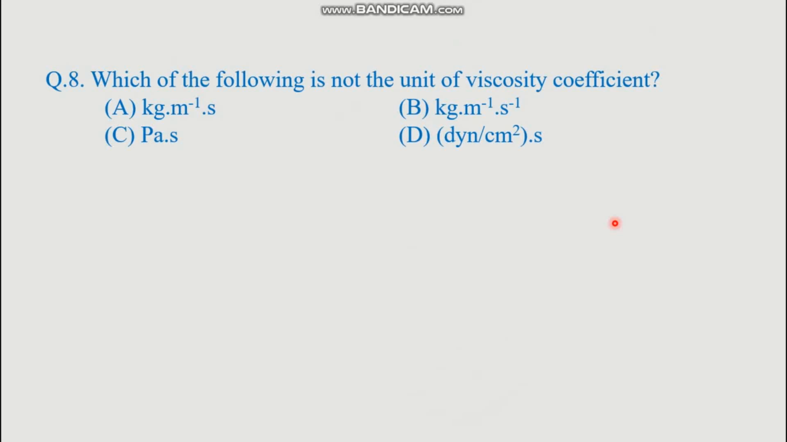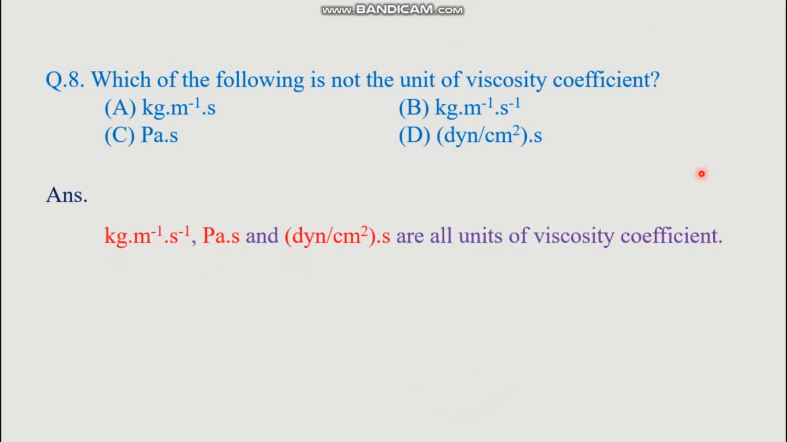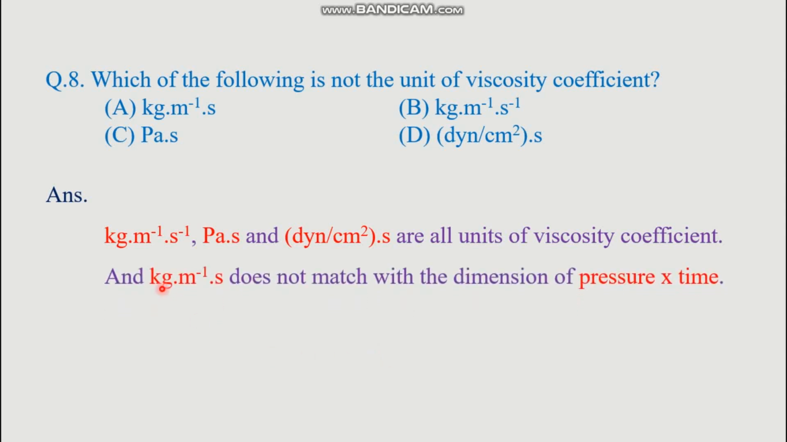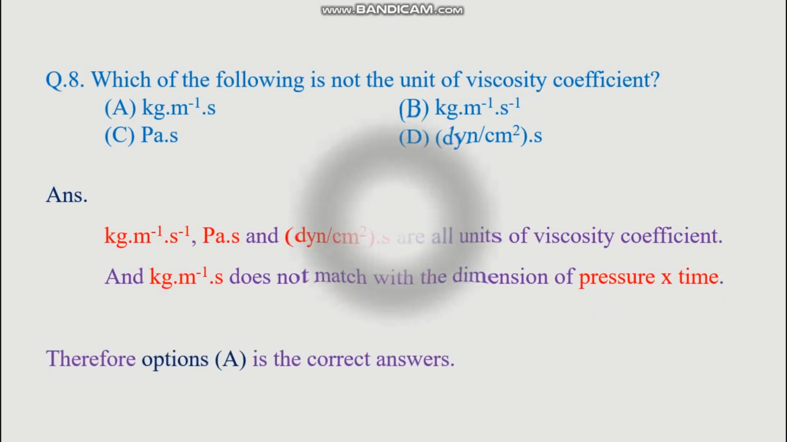Now move on to the question: which of the following is not a unit of the viscosity coefficient? There are four options here. Kg per meter per second, we just derived this. Pascal second, this one has also been derived, and this one too. These are all units of the coefficient of viscosity, but kg per meter into second does not match the dimension of pressure into time. Therefore option A is the correct answer.